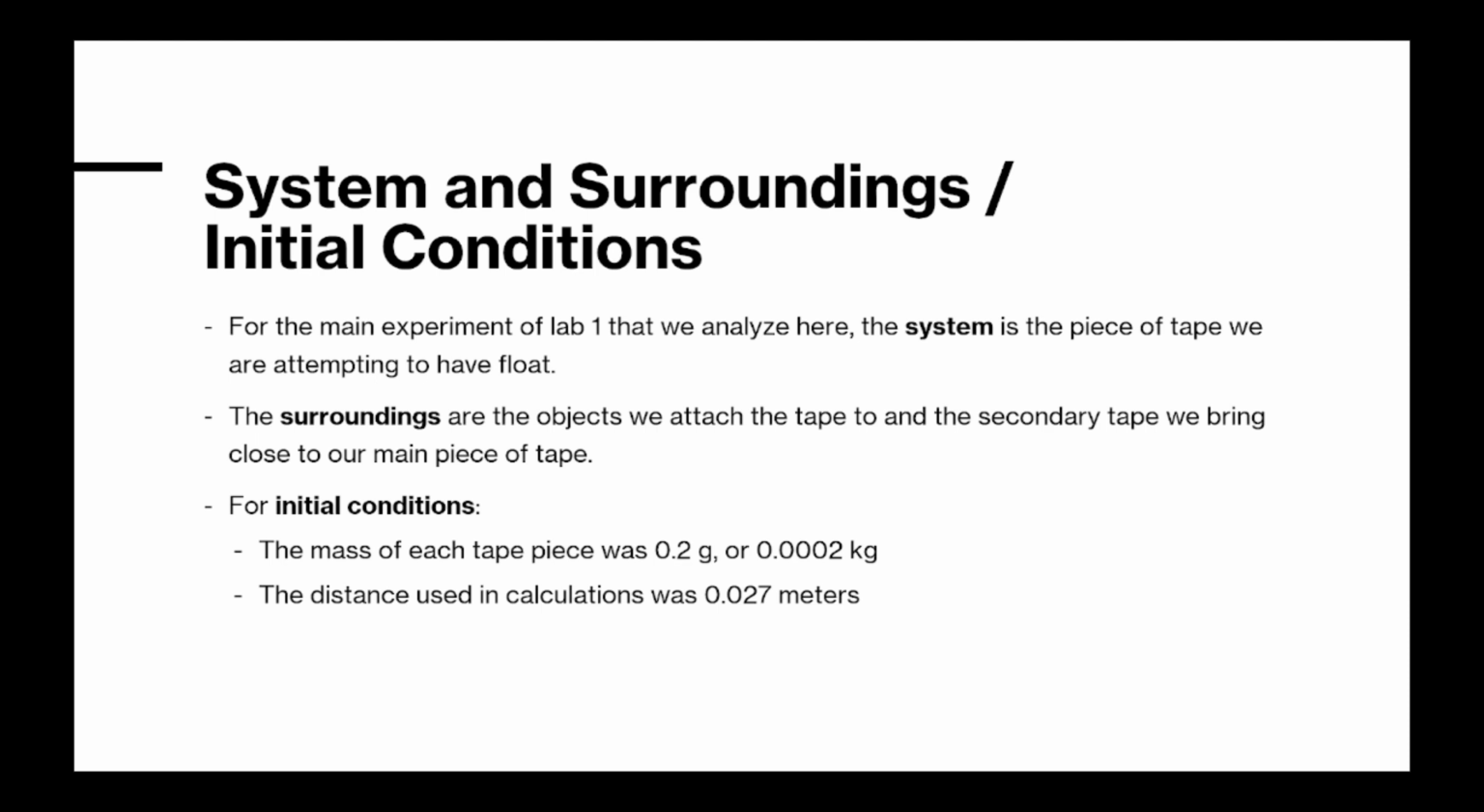So the system and surroundings. The system is the piece of tape we are attempting to float. The surroundings are the things around it, and the secondary tape we put in close. The initial conditions are a mass of 0.2 grams, and the distance being 0.027 meters.